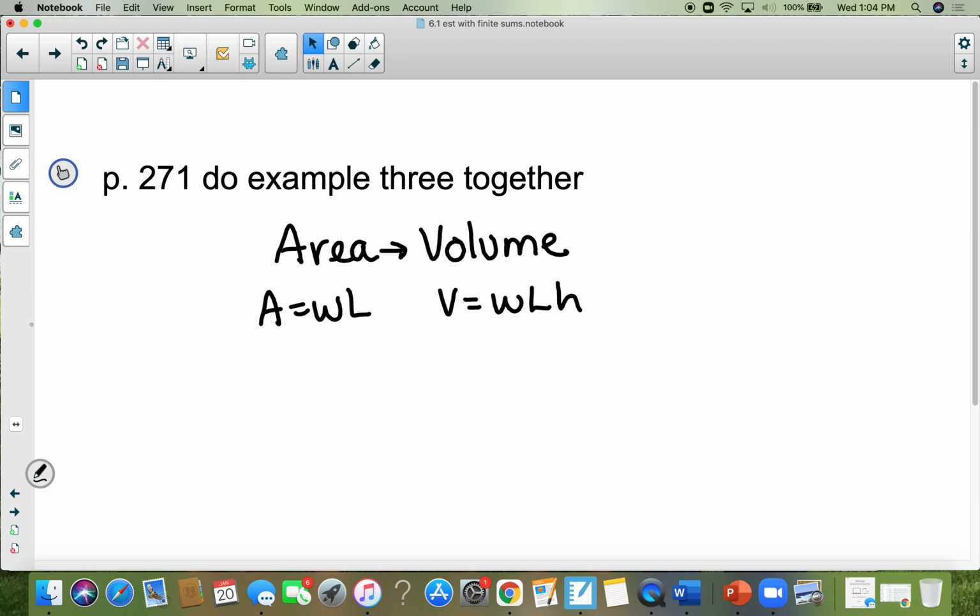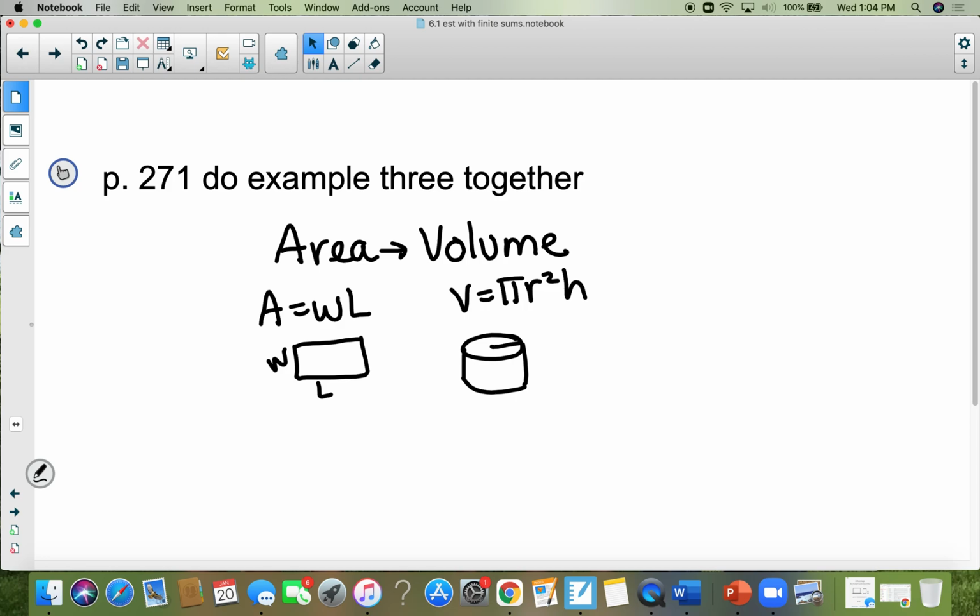So, instead of using rectangles, which is width and length, they want you to use cylinders instead to find the volume. I'm sorry. They want you to use a cylinder, which is volume is equal to pi r squared h. So, in number 271, the equation is y equals the square root of 16 minus x squared. And it looks like this.